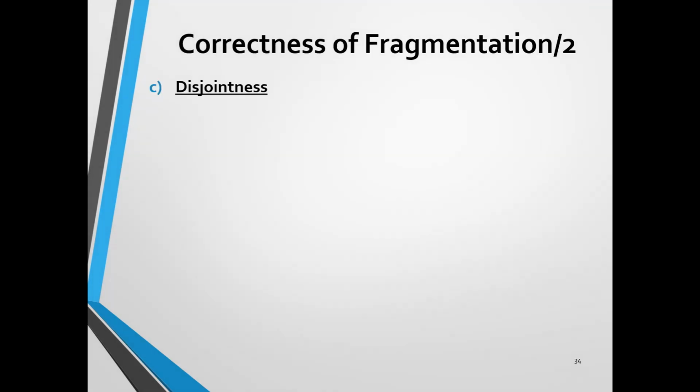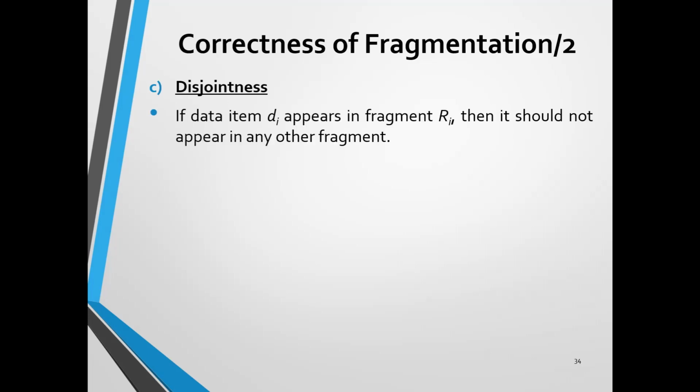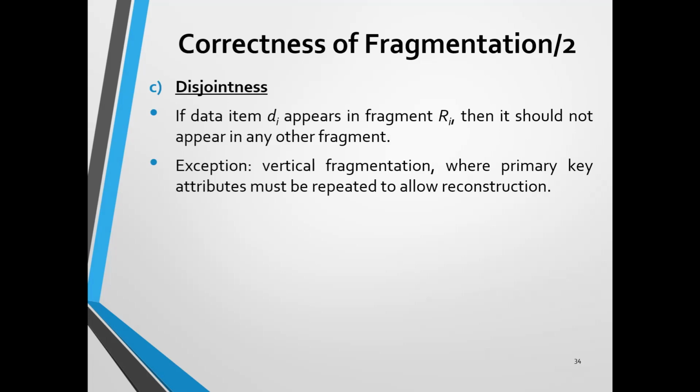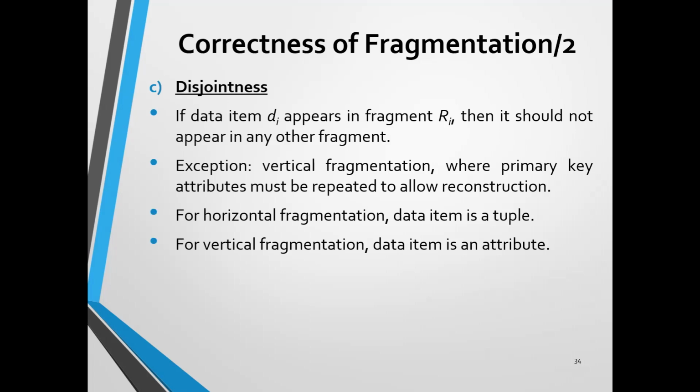We also have disjointness. If data item Di appears in fragment Ri, then it should not appear in any other fragment. The exception is vertical fragmentation, where primary key attributes must be repeated to allow reconstruction. For horizontal fragmentation, data item is a tuple. For vertical fragmentation, data item is an attribute.